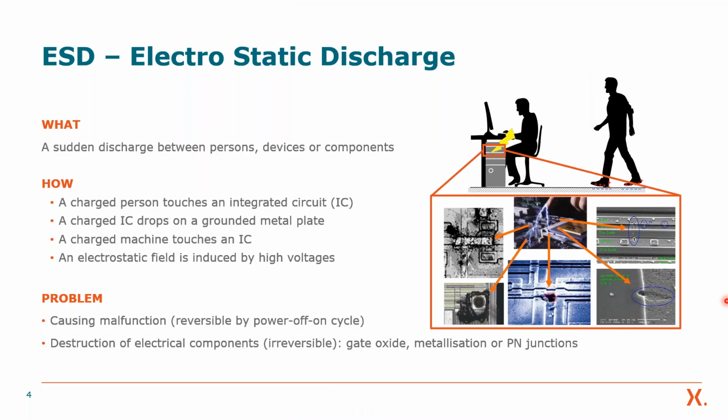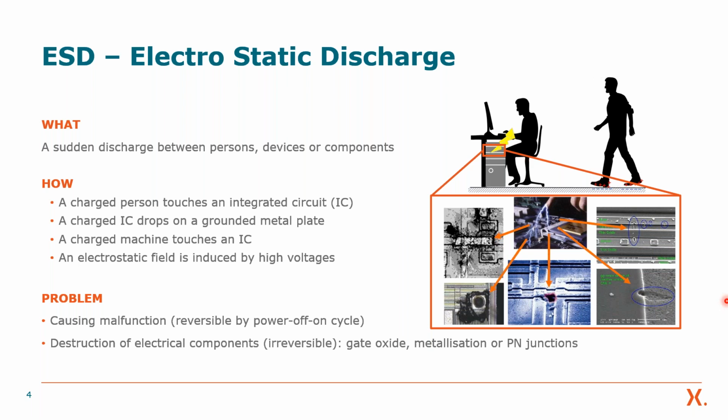So ESD is the abbreviation for electrostatic discharge, and in general, it describes a sudden discharge between persons, devices, and components. So it's a triboelectric effect that occurs. And so how does it occur? It can be that different components get together. It can be a person that walks over a carpet or something else.